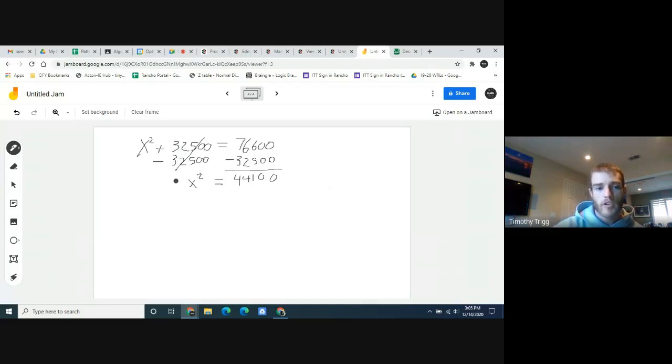Now to get rid of the squared, you simply square root. So the square and the square root cancel. But if we add a square root to both sides like this, the other side gets a plus or minus. Let's keep that in mind, that the other side gets a plus or minus whenever you square root both sides like that. Now in our calculators, we could do the square root of this. 44100, and let's square root that. 210. So our answers are x equals 210 and negative 210.